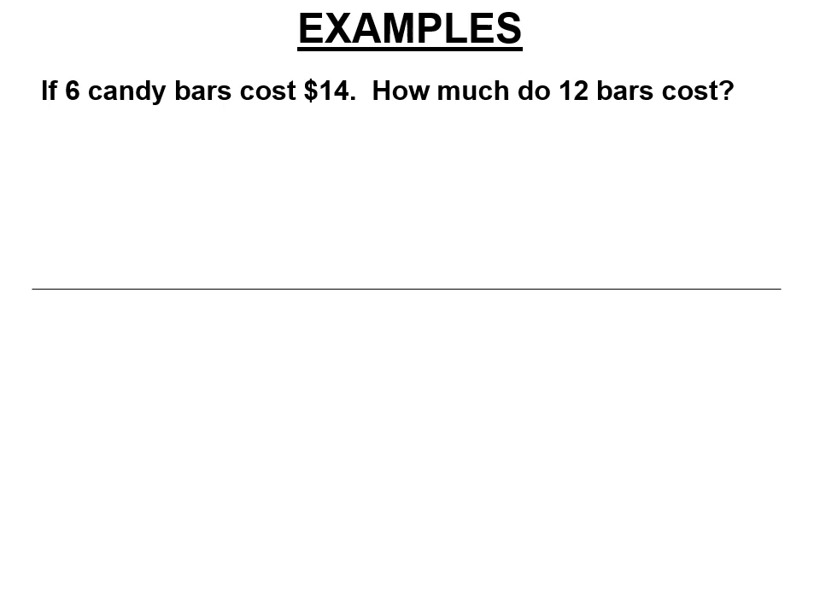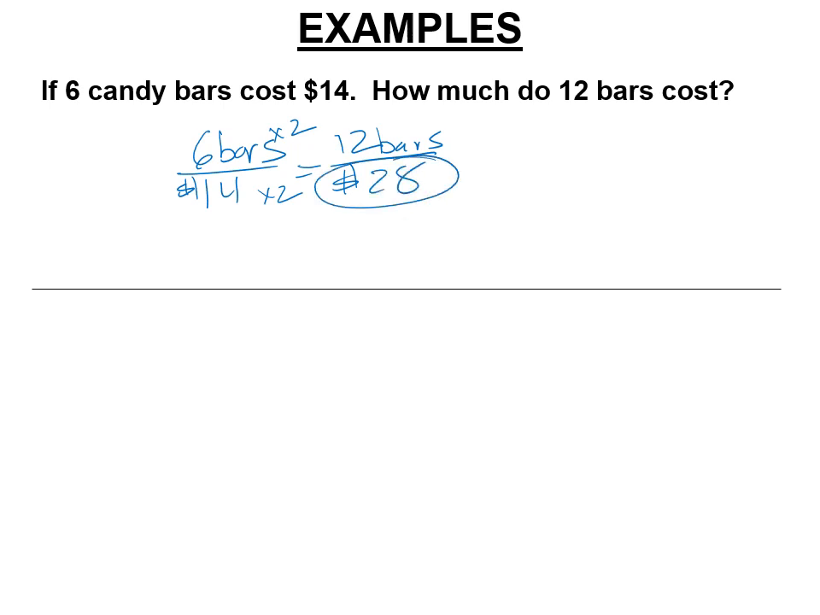So we have 6 candy bars. So we're going to say 6 bars are $14. How much do 12 bars cost? So bars goes in the same exact spot. Cost, how many dollars? Well, 6 times 2 is 12, so 14 times 2 is, they must have cost $28. It's that simple.